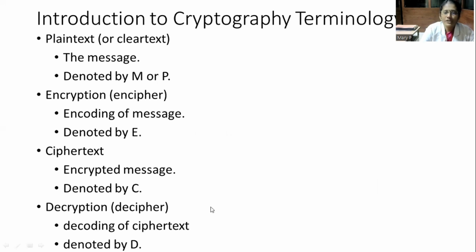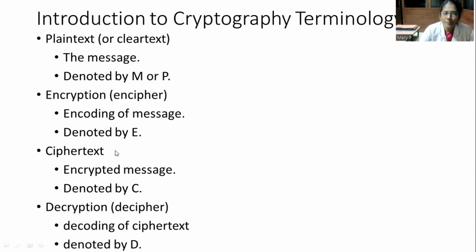What is the terminology used in cryptography? The first one is plain text. Plain text means the message is in a readable form. The original message is called plain text. It is denoted by M or P. Then encryption, that means encipher. You have to encode the message. The original message is converted into some other form. That is called encoding the message. It is not in a readable form. It is denoted by the letter E.